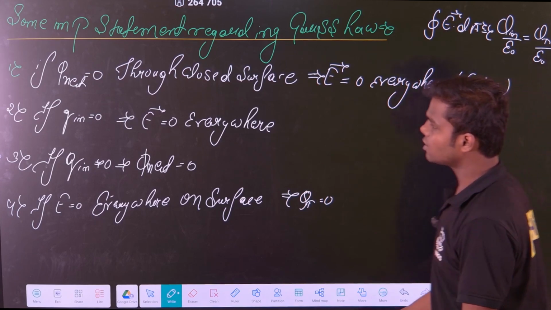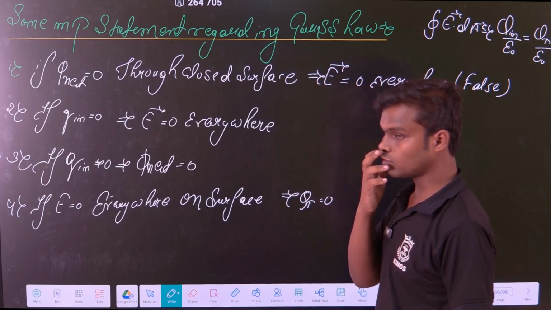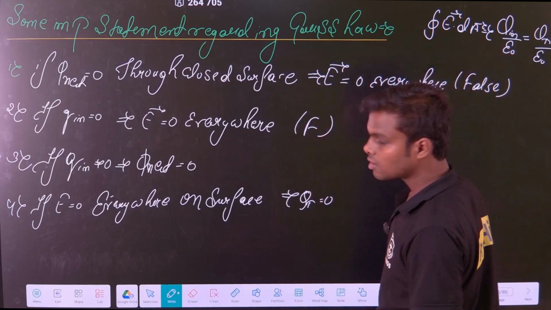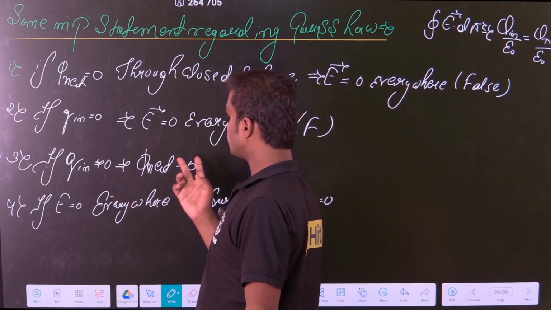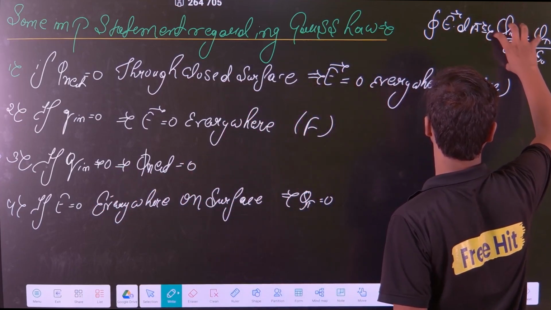Correct. Similarly here, if my Q in is 0, E equal to 0 everywhere, is it true or false? Again it is the same false statement. Why? Same logic. If my Q in is equal to 0, my phi net is 0. Obviously, if my Q is 0, then this is the flux only.